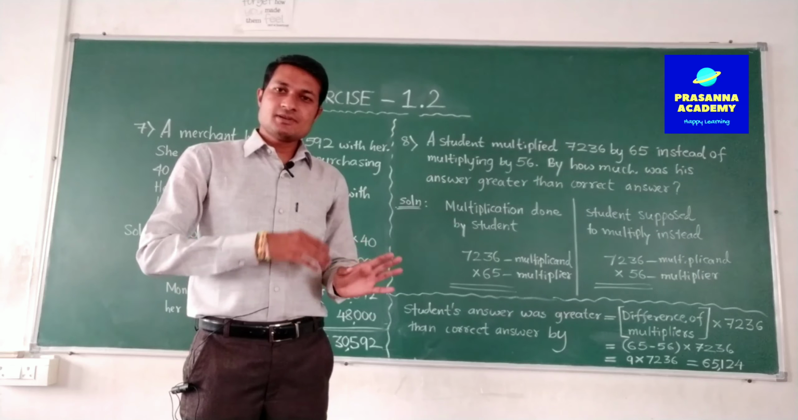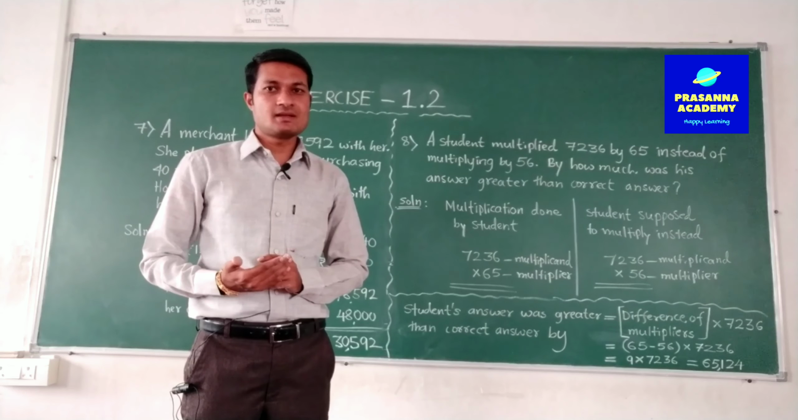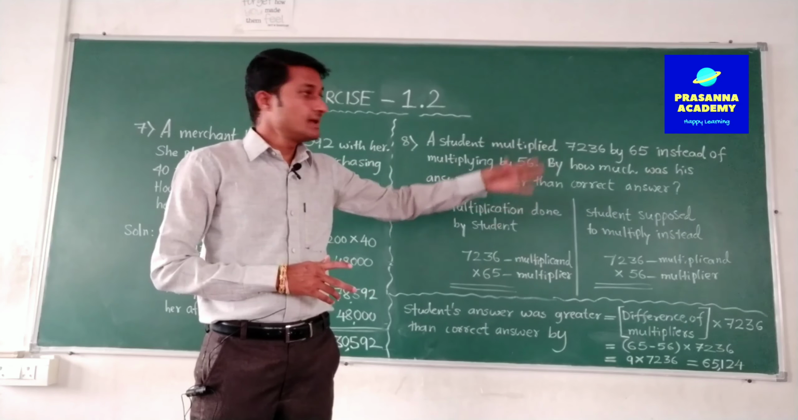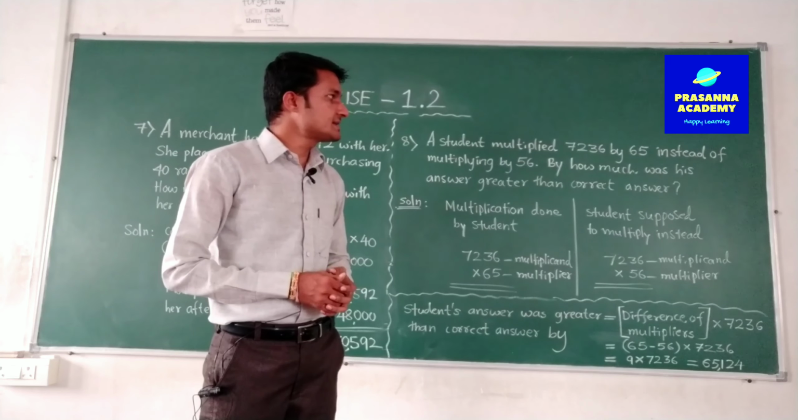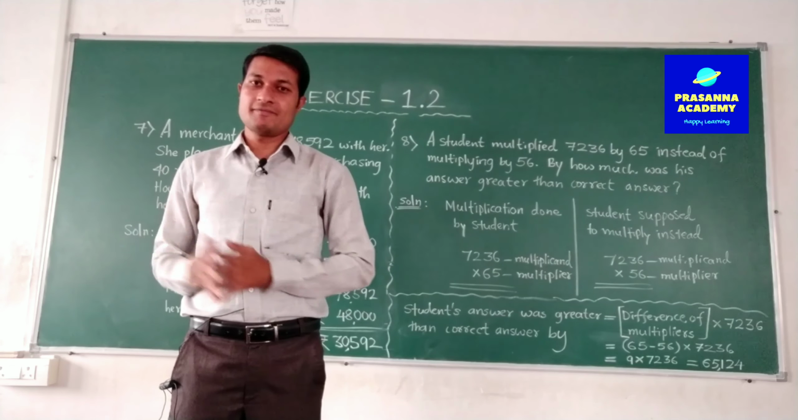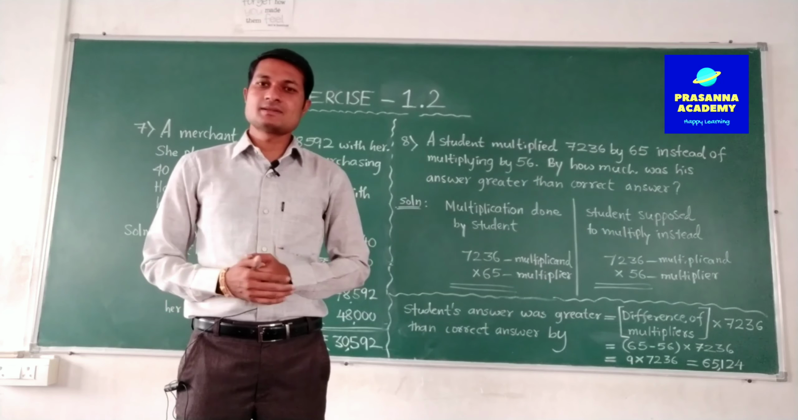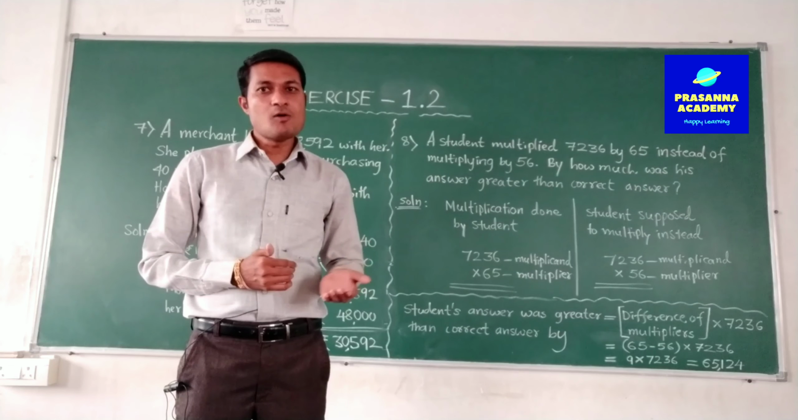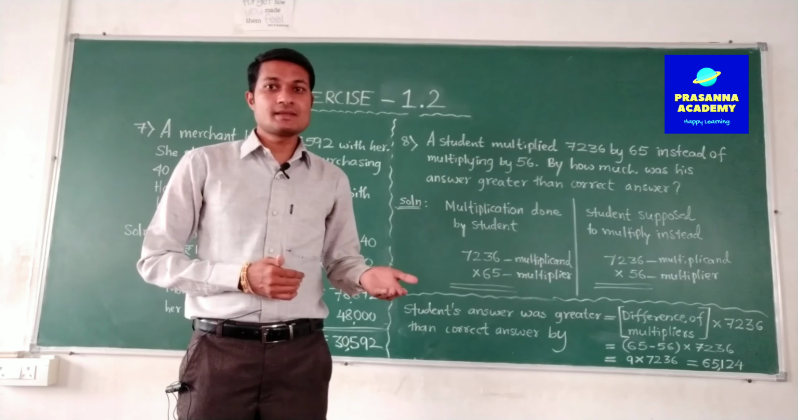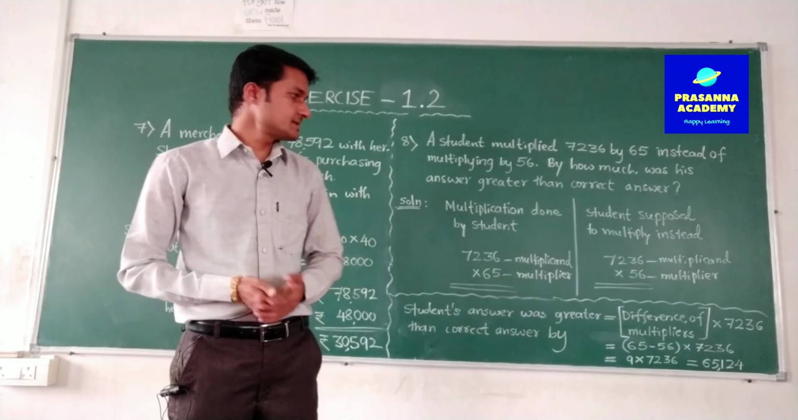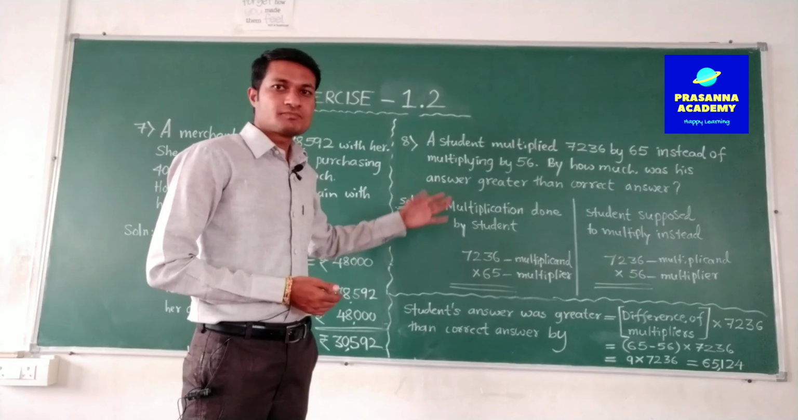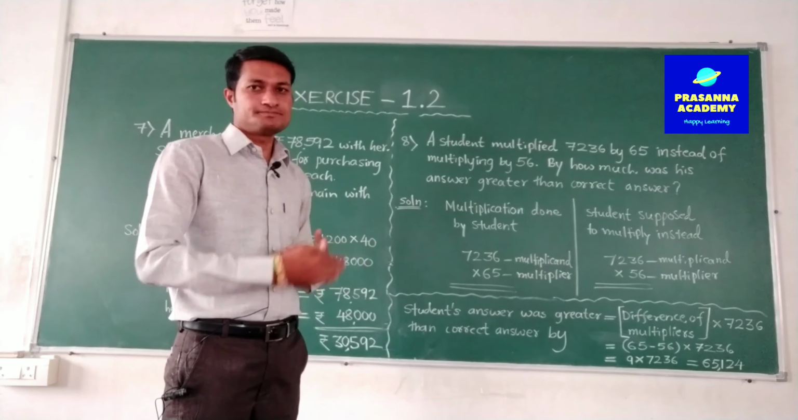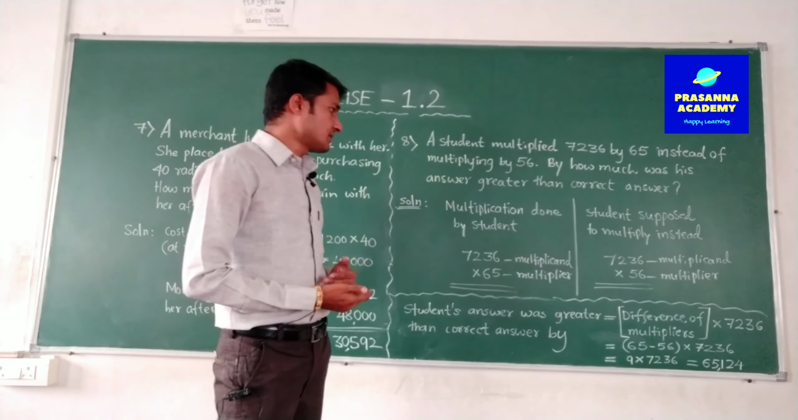Actually he is trying to multiply a number, that is 7,236, by 56, but accidentally he multiplied this 7,236 by 65 and he got a different answer. But after finding the answer, he got to know that his answer is wrong. Then by how much was his answer greater than the actual answer? So to find out this, first we need to draw our idea. We need to write what they have given, what can be drawn from this question, here.